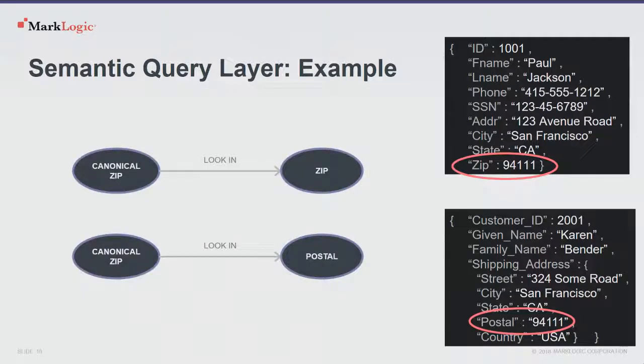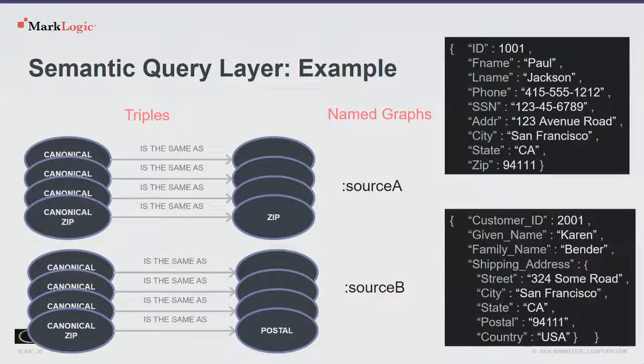two triples. We're going to introduce the notion of a canonical zip. We're going to map the canonical zip to zip for one source. We're going to map it to postal for another source. And then we may map other fields for those sources, group them together in a named graph, and that lets us query very specifically for a particular thing in a particular field, whether it comes from source A or source B.